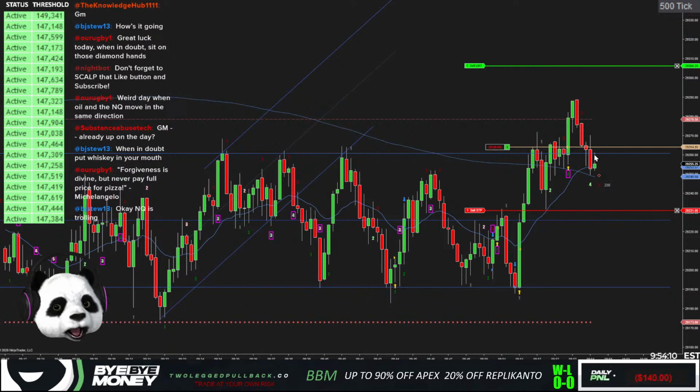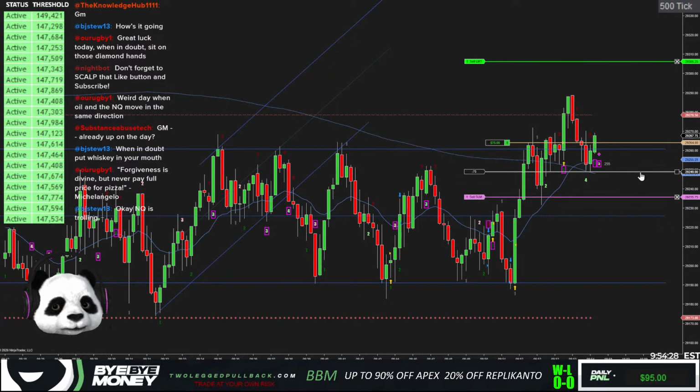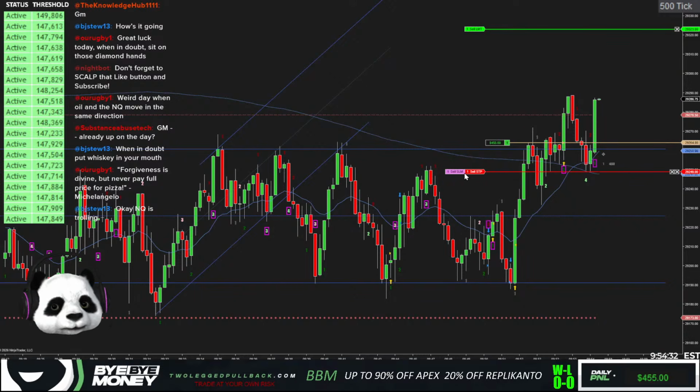I don't really like this price action. I really don't like this price action. I will reverse it here. If it gives me a reversal, I will reverse it here. Alright, fair enough.